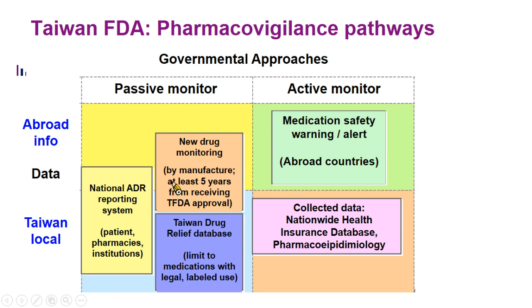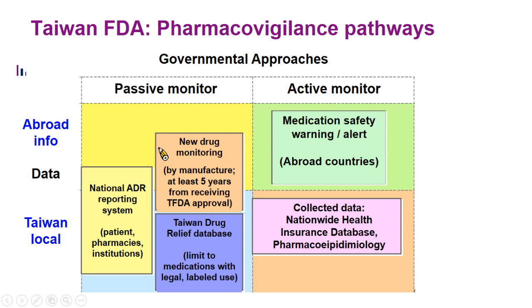And then other tools for the passive monitor include the new drug monitoring, by which we are referring to any new medications just freshly approved that got the label from the FDA, TFDA approval. Within the first 5 years from receiving the official approval, the manufacturer itself has to be responsible to report any drug safety issue to the government. This is mandated by FDA, by TFDA.